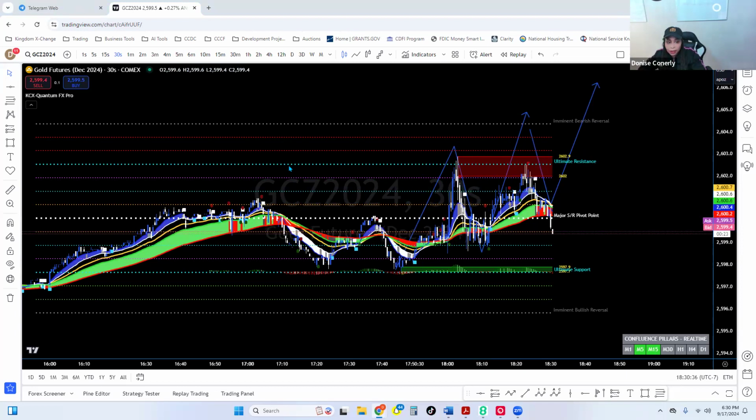The symbol in Tradovate is GCZ4. Again, that's G as in George, C as in Charlie, Z as in zebra, 4.